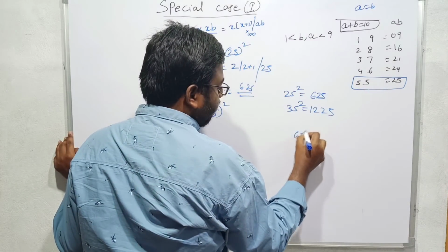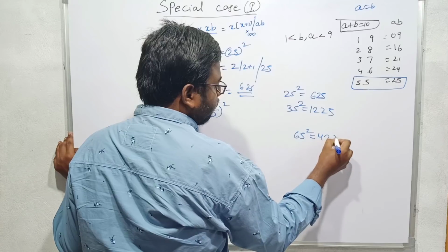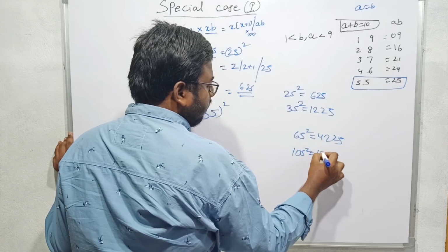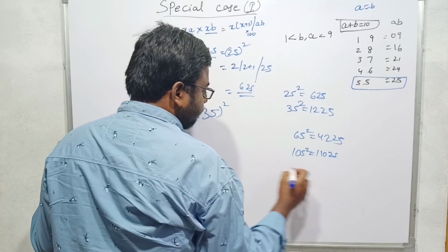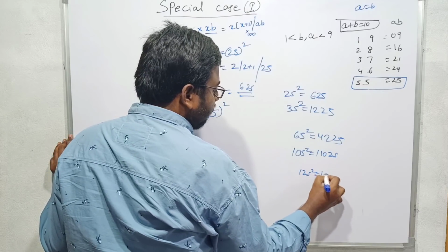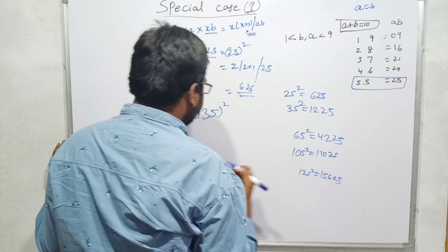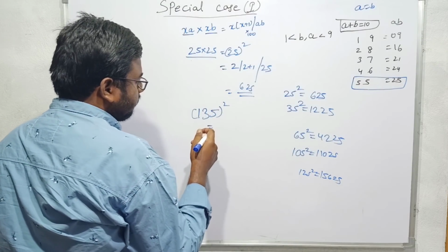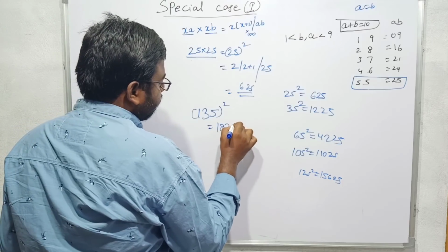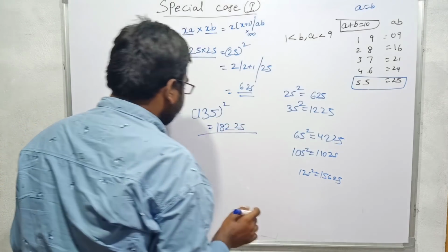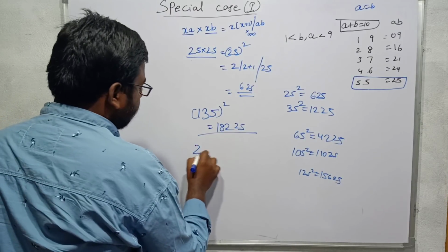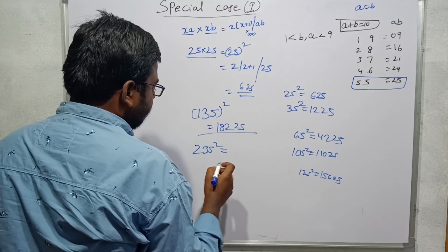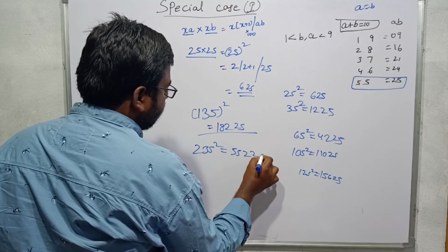For example, 65 square. 6 7s are 42, 4 2 2 5. For example, 105 square. 110 25. For example, 125 square. 156 25. For example, if I have to calculate 135 square, 13 into 14, 169 plus 13, 182 25. For example, if you want to calculate 235 square, 23 into 24, 529, 552 25.